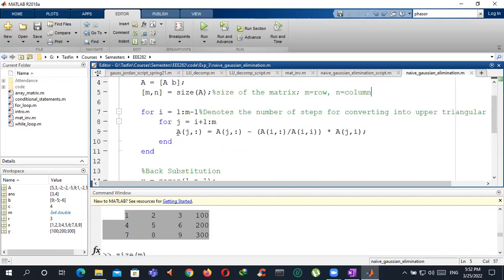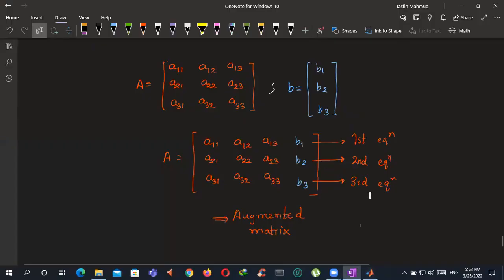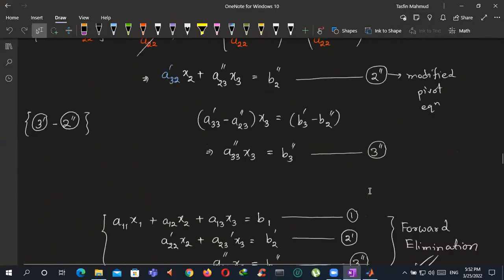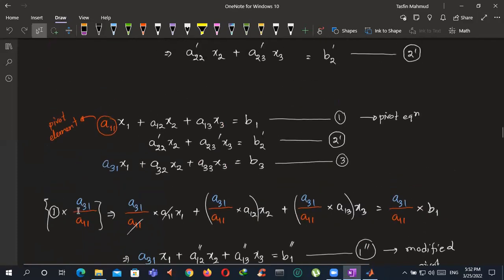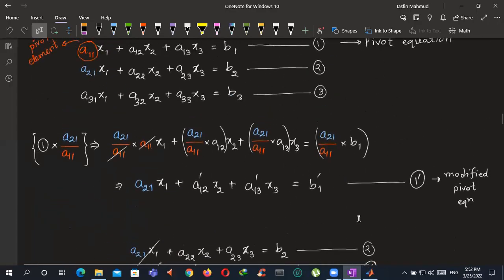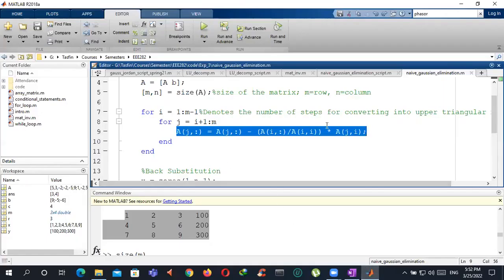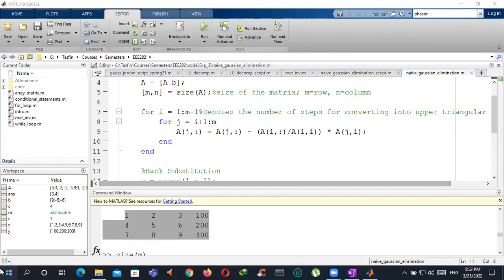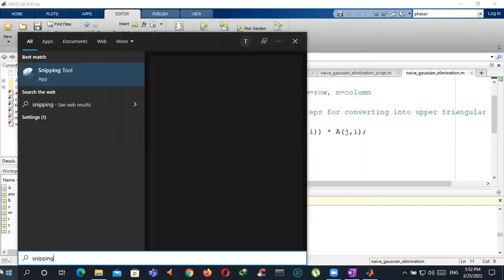Then this one single line actually performs a whole forward elimination step. Forward elimination step means the thing we did in this portion, like multiplying with some coefficient, dividing by the pivot element. The thing that we did here has been done by this single line of code. Okay, so what does this line actually do? Let me explain.